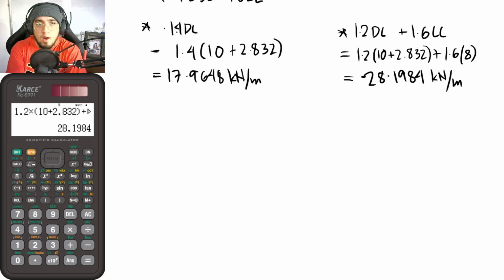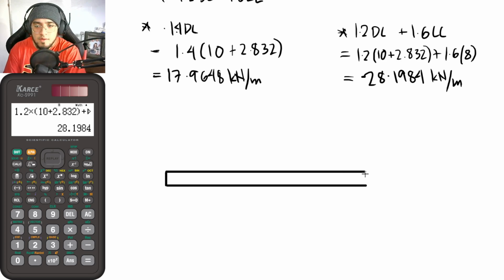Thus, our beam would now be like this. So suppose that this is now our beam, and suppose that we have this as our support, and we have our roller here. The load combination that we will be making use of is this one. So suppose that this is now our load.